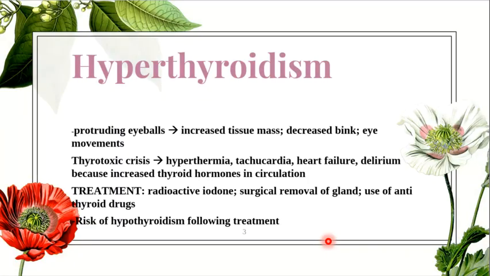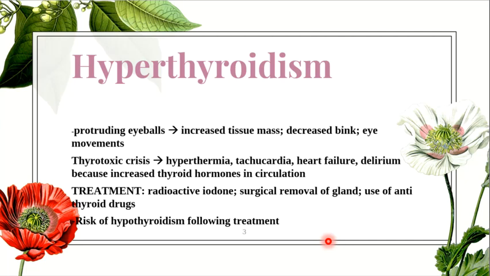Now what happens in hyperthyroidism? What will the affected individual have? There will be protruding eyeballs. Why will there be protruding eyeballs? Because there is an increased tissue mass around the eyes, so there will be decreased blinking of the eyes and decreased eye movements.